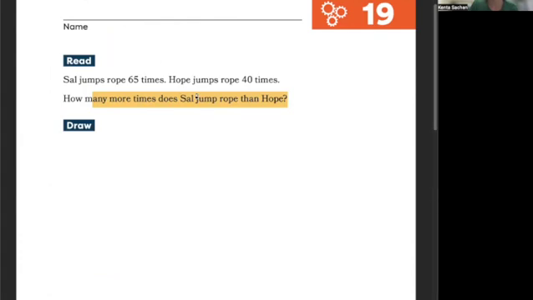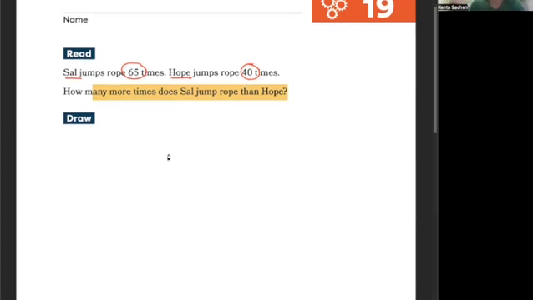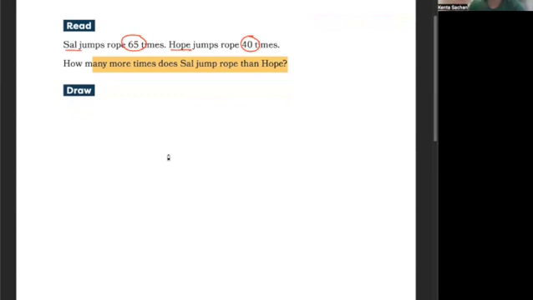Right, so this means that we're comparing Sal's jump ropes to Hope's jump ropes, right? Sal, he did 65 jump ropes, and Hope did 40 jump ropes. Okay, so when we're comparing them, just like when we're comparing the lengths of different things, the same thing, right? We can use some subtraction to help us out. So the problem that we want to do, right, is to compare those 65 jump ropes to 40 jump ropes. Now, one thing we can do, right, is to think about our tape diagrams or draw rectangles. So please do this with me.